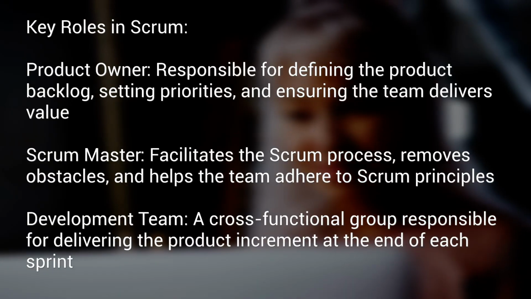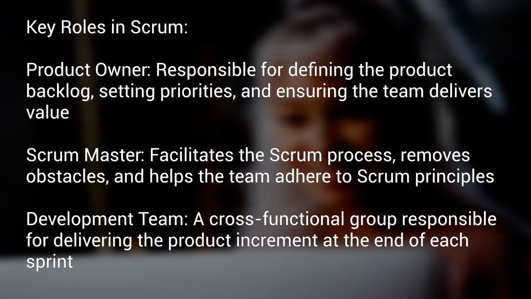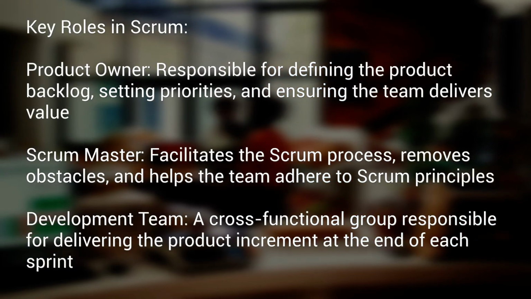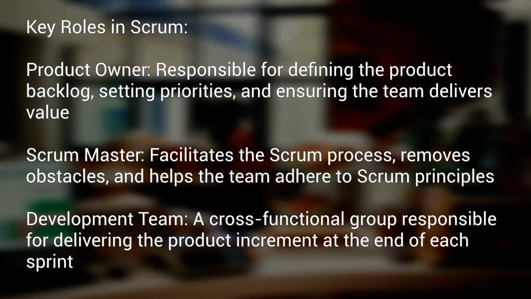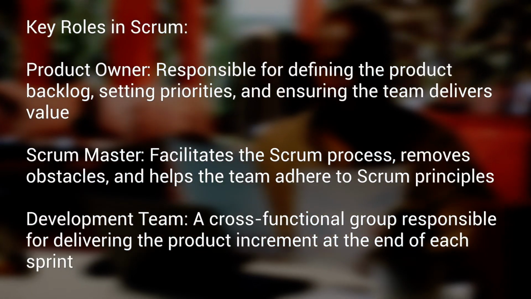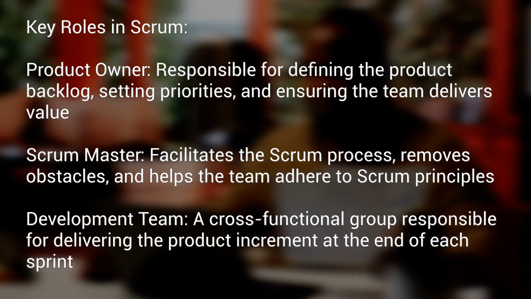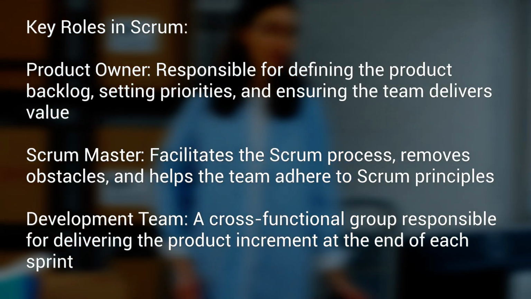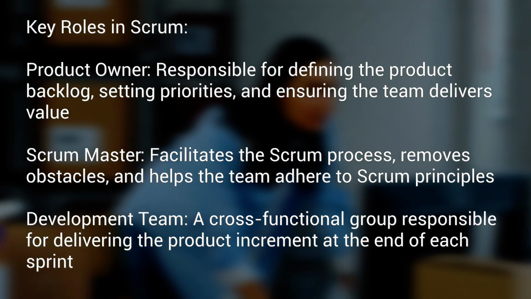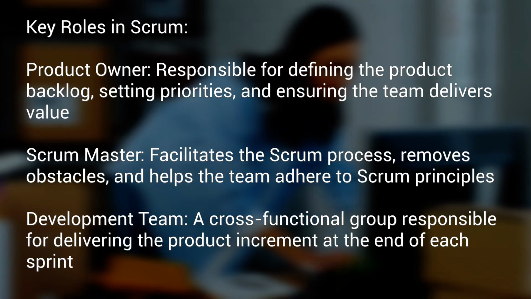Key roles in Scrum. Product owner. Responsible for defining the product backlog, setting priorities, and ensuring the team delivers value. Scrum Master. Facilitates the Scrum process, removes obstacles, and helps the team adhere to Scrum principles. Development team. A cross-functional group responsible for delivering the product increment at the end of each sprint.